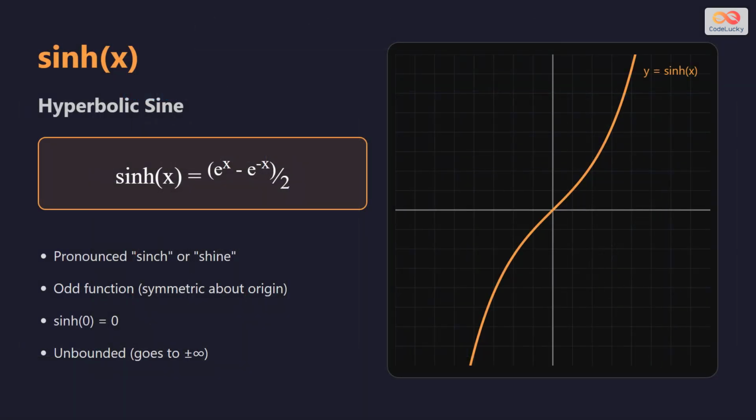Let's define the first function, hyperbolic sine, often written as sinh and pronounced sinh or shine. It is defined using the exponential function: e to the power of x minus e to the power of negative x, all divided by 2. The graph passes through the origin and grows rapidly in both positive and negative directions. Just like the standard sine function, it is an odd function, meaning it has rotational symmetry about the origin.